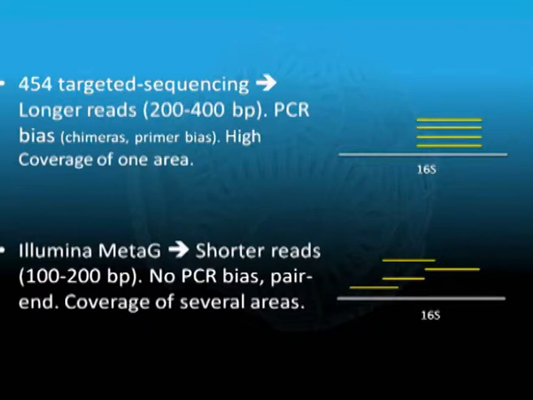If you do this second approach, you will have a metagenome. You extract your 16S genes from the metagenome. If you do Illumina, you will have shorter reads, about 100 to 200 base pairs. The good thing is that you won't have PCR bias. You will have paired-end data, so it's sequencing from both ends, and then you can overlap the reads. But your reads will be distributed in several areas of the 16S. You won't have this scenario.